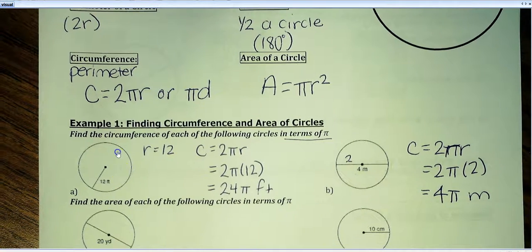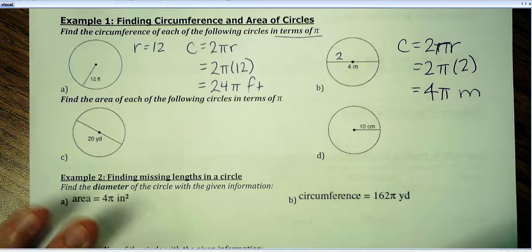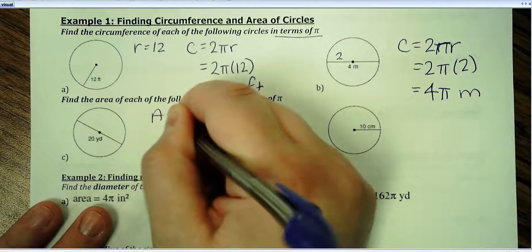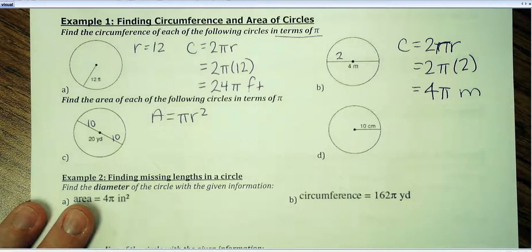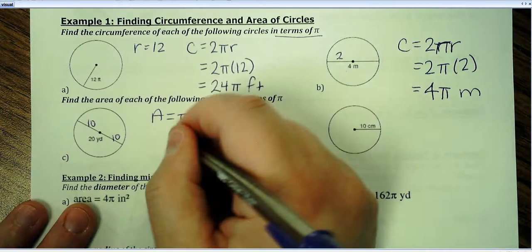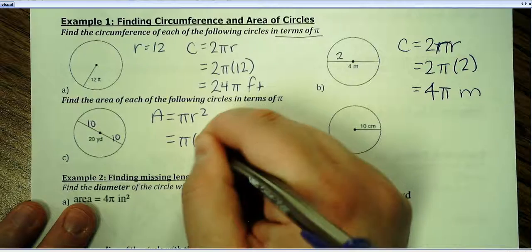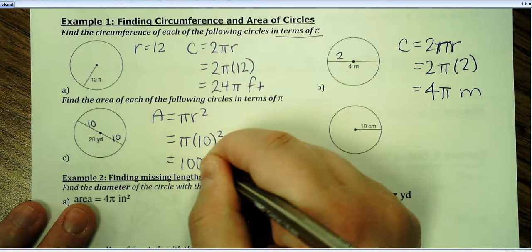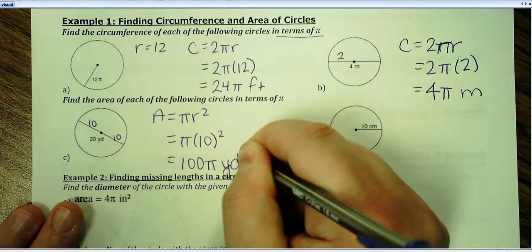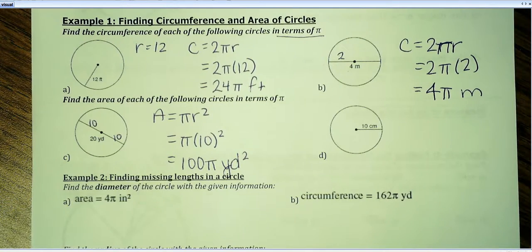Now, if we're going to find area in terms of pi, area is pi times your radius squared, so you do have to identify the radius. They're giving you the diameter to be 20, so this would be pi times my radius squared, or 100 pi, and then because we're talking about area here, the label would be yards squared, or square yards.